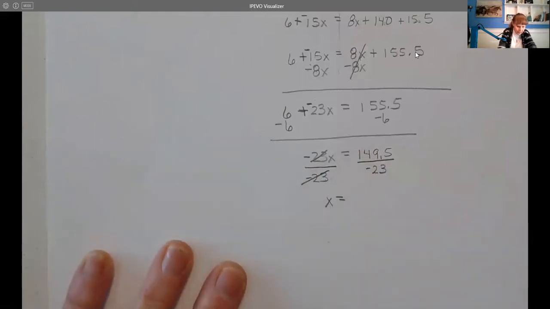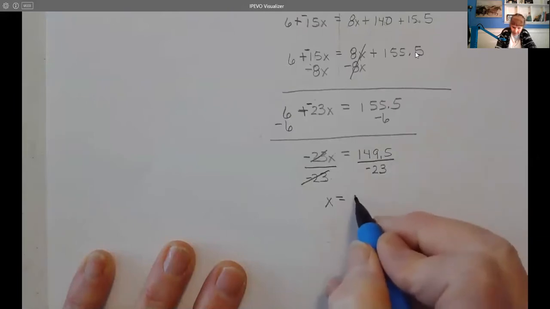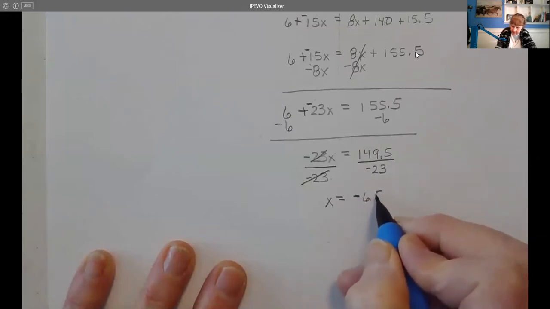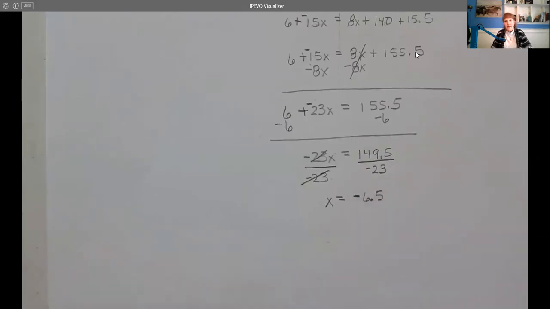And you take your calculator, 149.5 divided by negative 23. We know it's going to be negative, so negative 6.5. And you can substitute that back in and check and make sure the left equals the right.